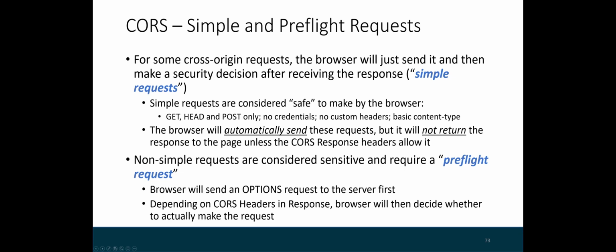The browser will automatically send those for you, but it will not return the response to the page unless CORS allows it. The other category are called pre-flight requests. These are considered dangerous requests. These are anything that does require credentials, anything that's private, anything that's a state-changing operation, writing data, not just reading data. The browser takes some additional precautions, and I'll show what that looks like.